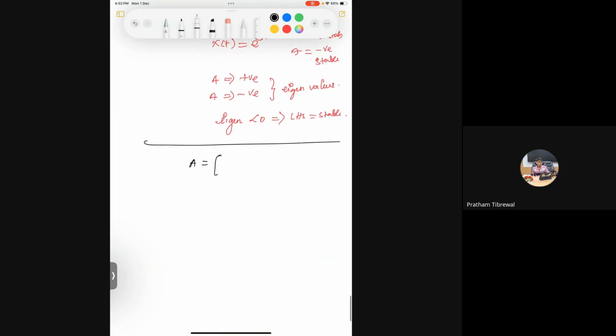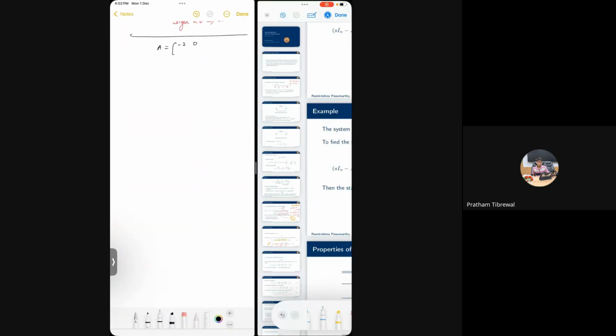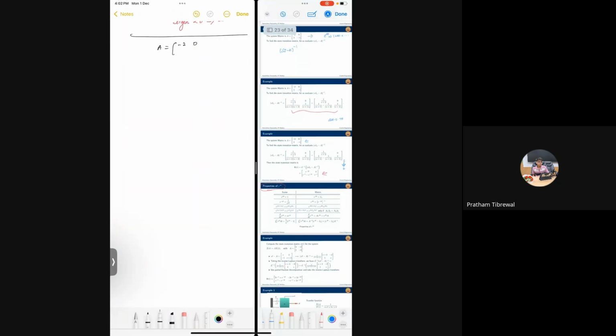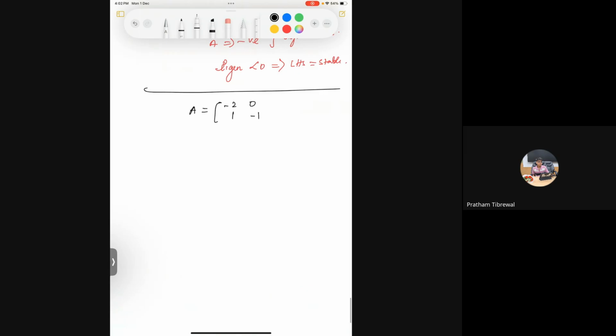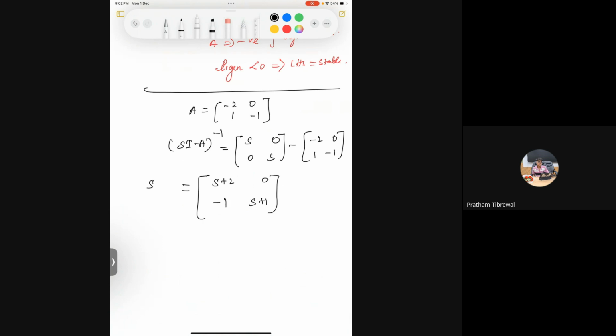A equal to -2, 0, 1, -1. What we are going to do is find sI minus A, the whole inverse. It is S times the identity, minus -2, 0, 1, -1. So it will be S plus 2, 0, -1, S plus 1. This is just sI minus A.